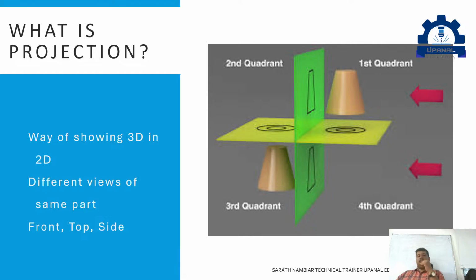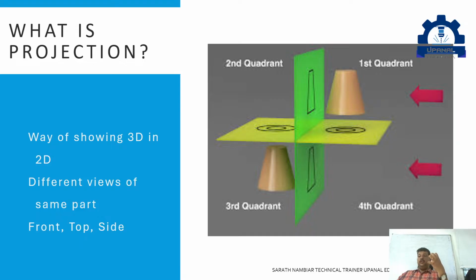So what is projection? It's a very simple thing. Let's not go to rocket science or anything. No big theories. We are trying to show a real object, which is in 3D, on paper, but on the paper it is in 2D. Now, paper is flat. It cannot show the depth directly. So what do we do? We break the object into views.